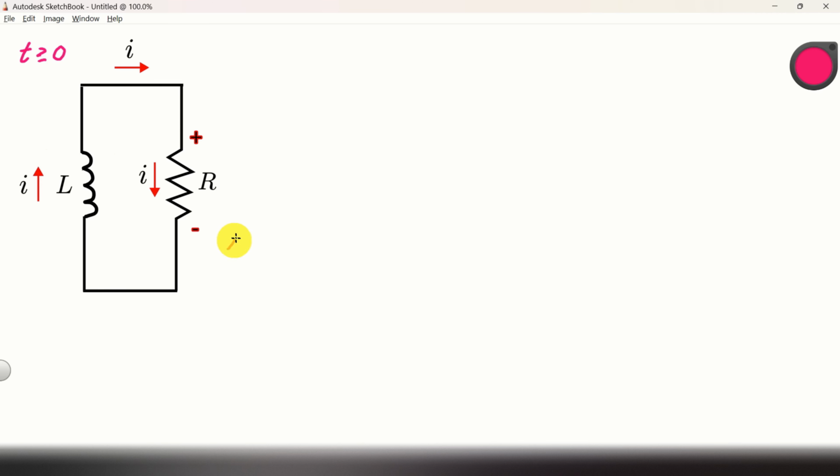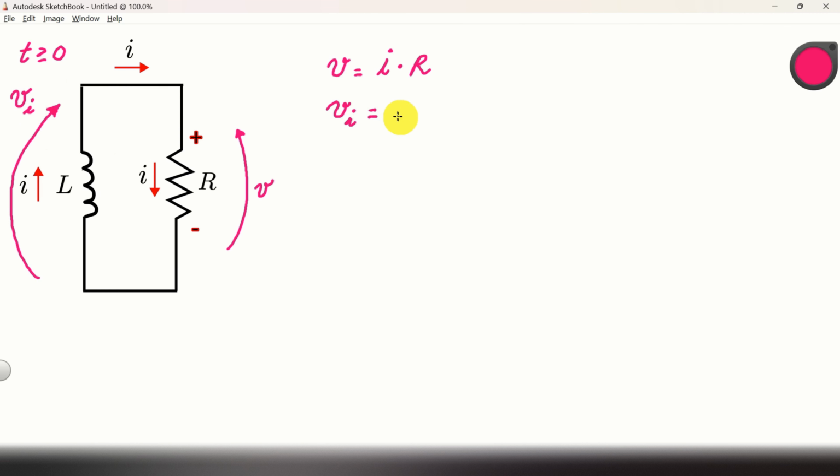First of all, the voltage across resistor will be denoted by V. Obviously, this voltage is current through resistor multiplying the resistance. On the other hand, we also have a voltage across the inductor. So let's denote this voltage as Vi. Following the convention, Vi is equal to minus the inductance multiplying the first derivative of the current.